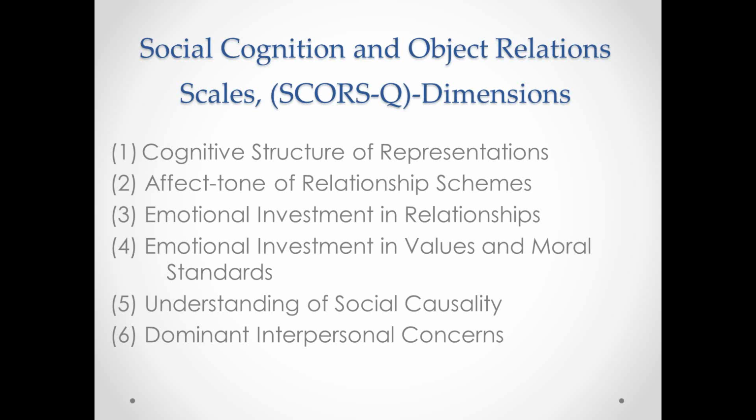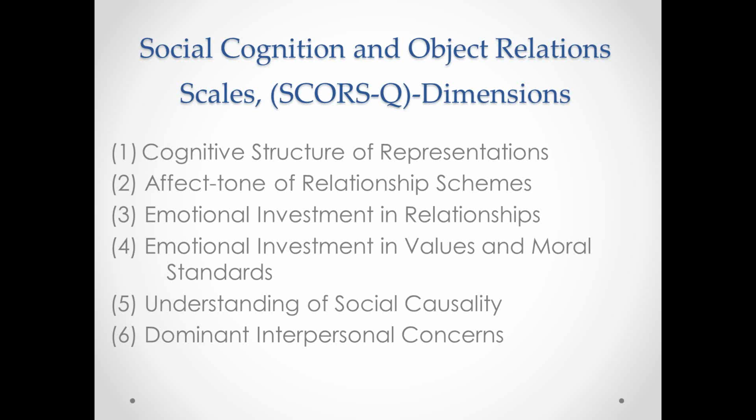So the first 5 of these are really just scales where, when you look at the person's responses, you'll be rating the person according to how complex their structure of representations is, or the quality of the affect tone of their relationships that are depicted in the stories. The 6th domain, the dominant interpersonal concerns, isn't so much a scale as it is a list of 53 thematic items that reflect our interpersonal interactions with each other and internally.